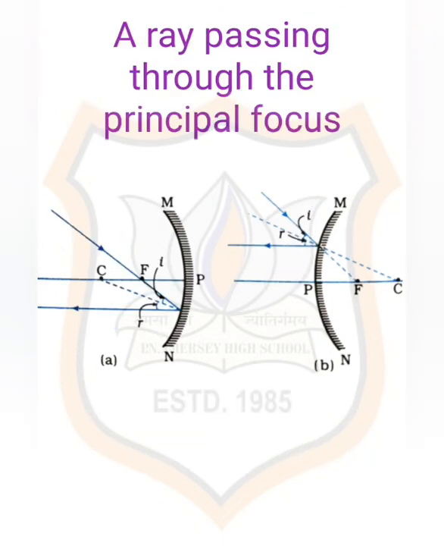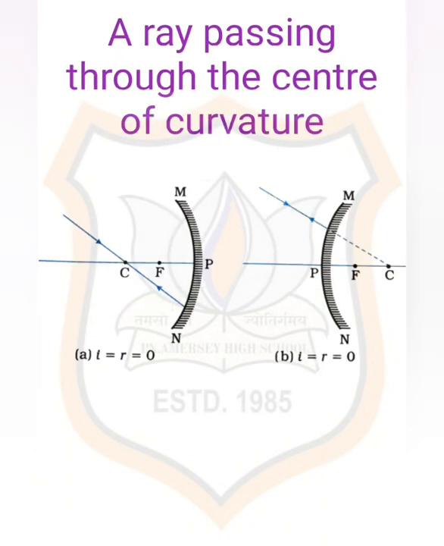Next, a ray passing through principal focus. So observe the diagrams carefully. A ray passing through the principal focus of a concave mirror, or a ray which is directed towards the principal focus of a convex mirror, after reflection will emerge parallel to the principal axis. In both the cases we are observing after reflection the rays are parallel to principal axis, just opposite to first case.